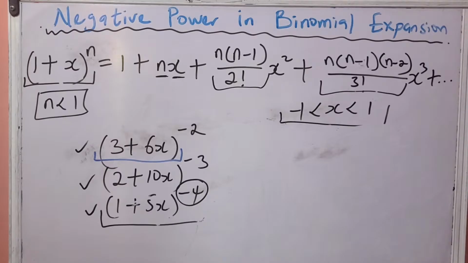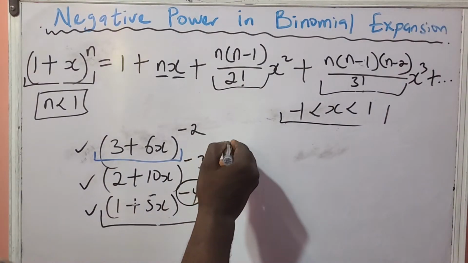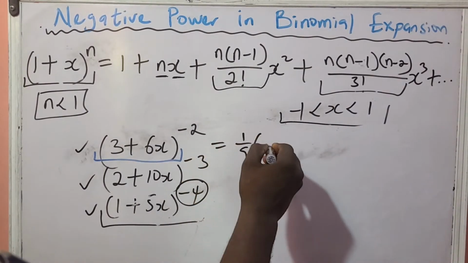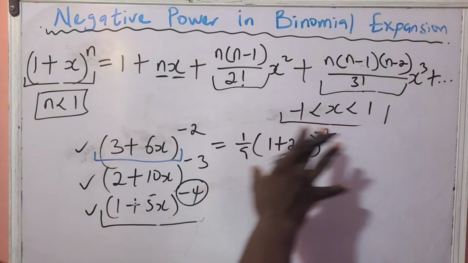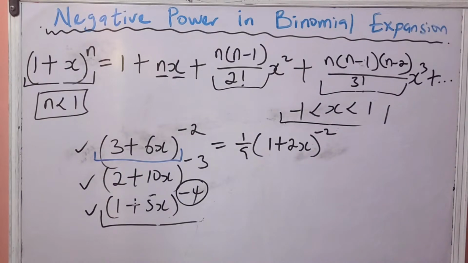So we were able to establish this already as 1 over 9 multiplied by (1 plus 2x) raised to the power minus 2. All right? Can you please indicate if you could follow me, you understood what I just explained? All right?